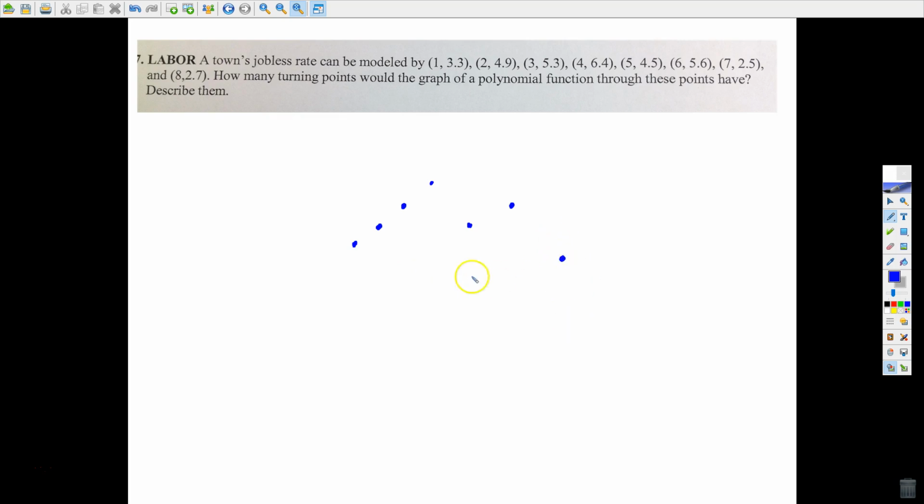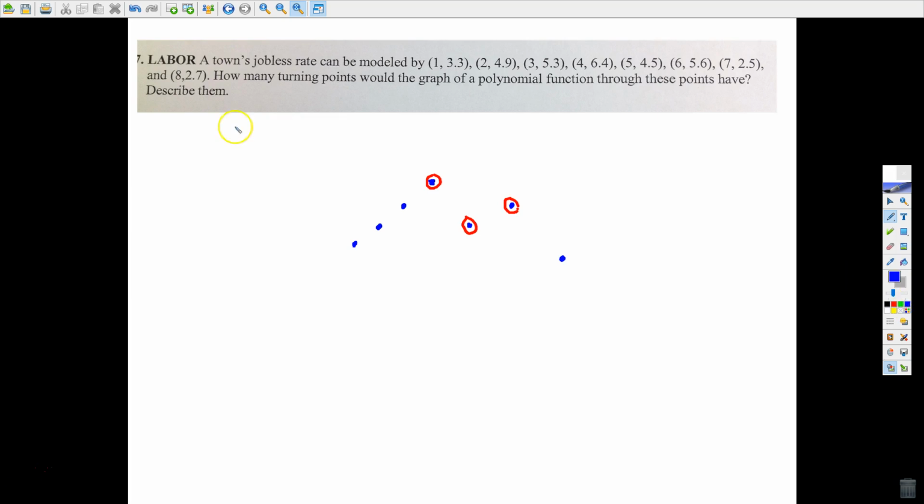So maybe just a little scatter plot graph, so you can get an idea how many turning points this graph would have, and see if we can describe them. Can you tell if they're going to be relative maximums or relative minimums? Hopefully you can tell that we have a turning point here because we were going up and then all of a sudden we go down. Same thing happens here. We were going down, but then we hit this point and go up. And then same thing happens here. We were going up and then we hit this point and go down.